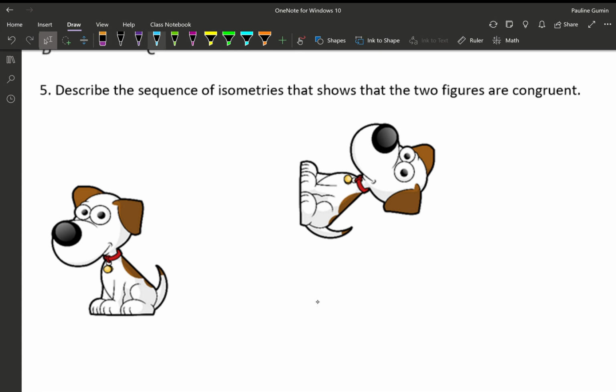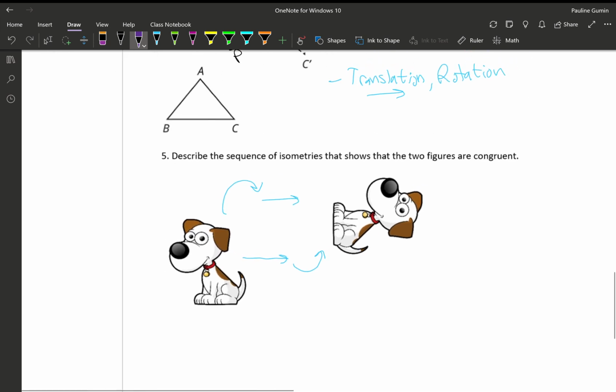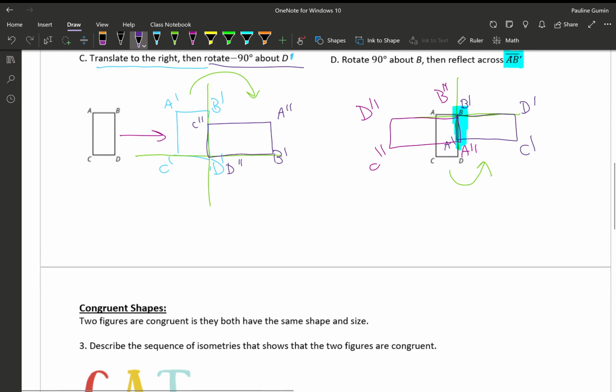Number 5, our last one for this unit. The sequence I see here, the first one I see is translation to the right, and then it kind of looks like a rotation. You could have also looked at it as a rotation and then a translation. You can also think of it as a rotation around a point, but I don't think there were any reflections in this one. Okay, that's about it for KC 7, specifically for target D.